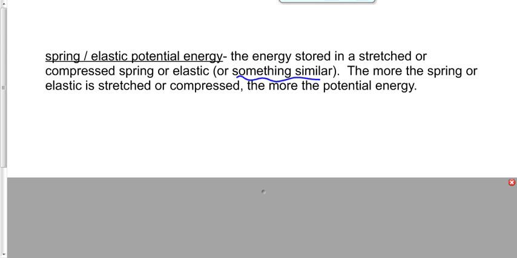So, what's the equation for elastic potential energy? Remember, gravitational potential energy was EP is equal to mgh. Elastic potential energy says EP is equal to 1/2 kx squared. There's a couple new variables in there for you. EP is potential energy. In this context, it's elastic or spring potential energy.